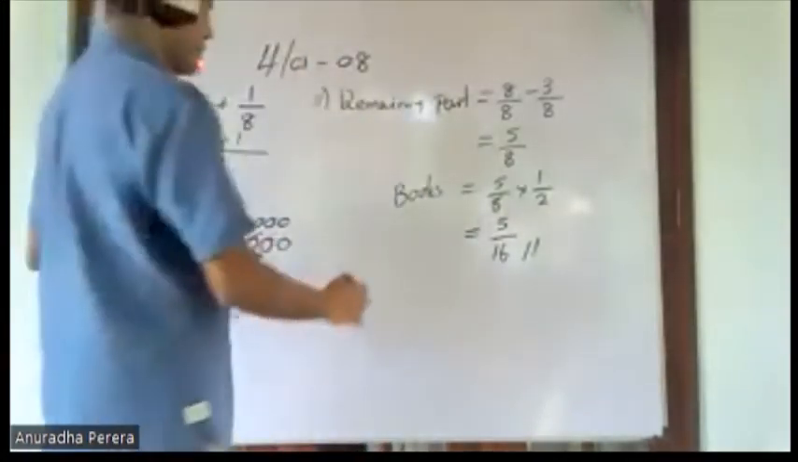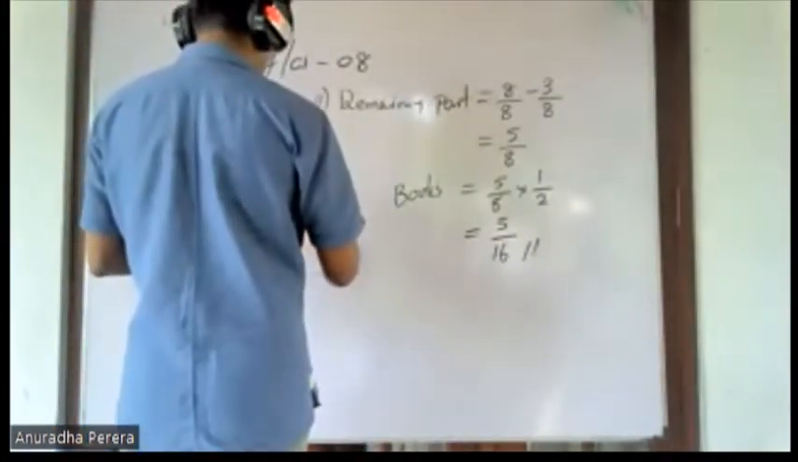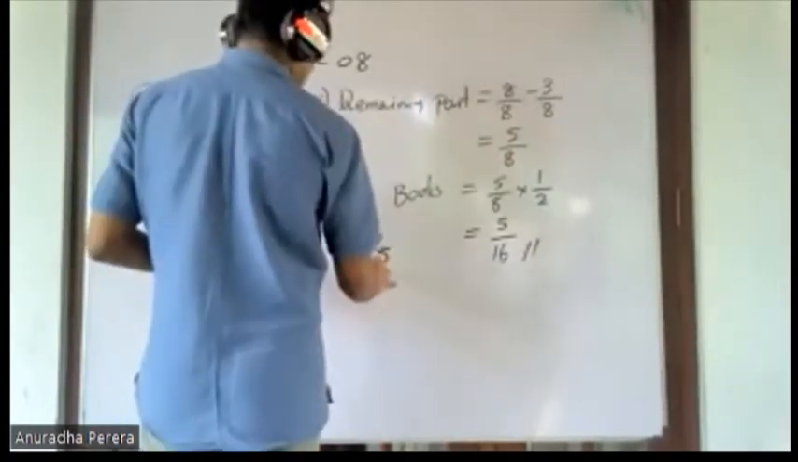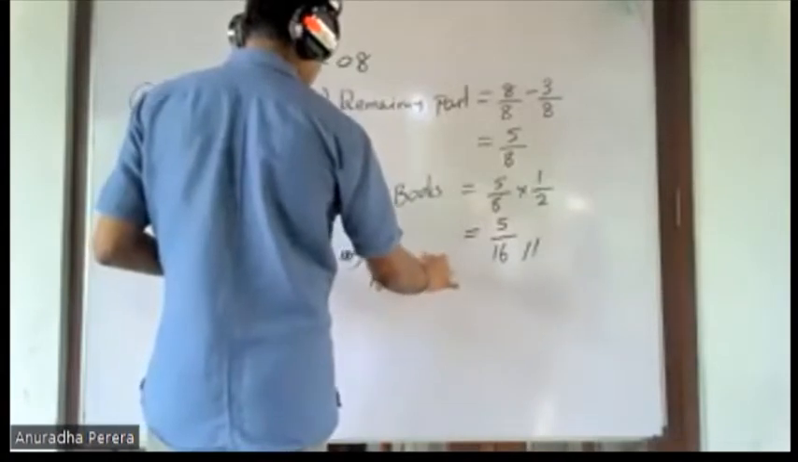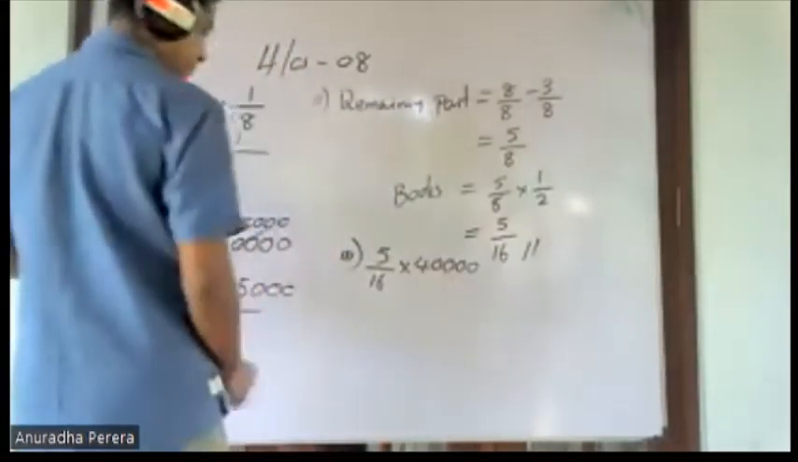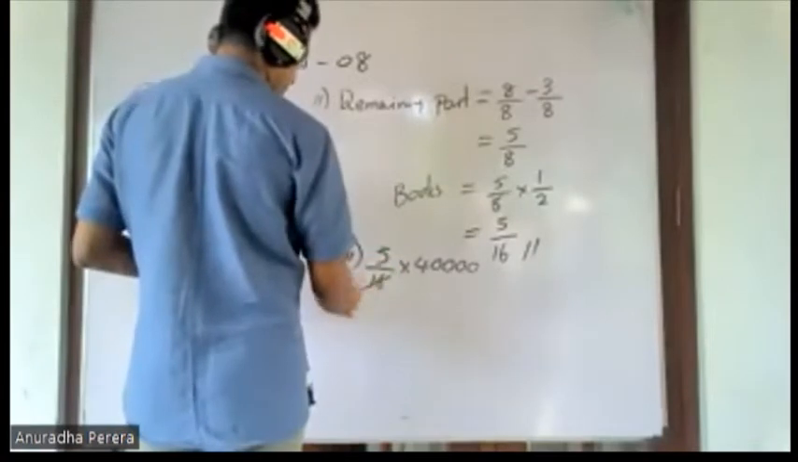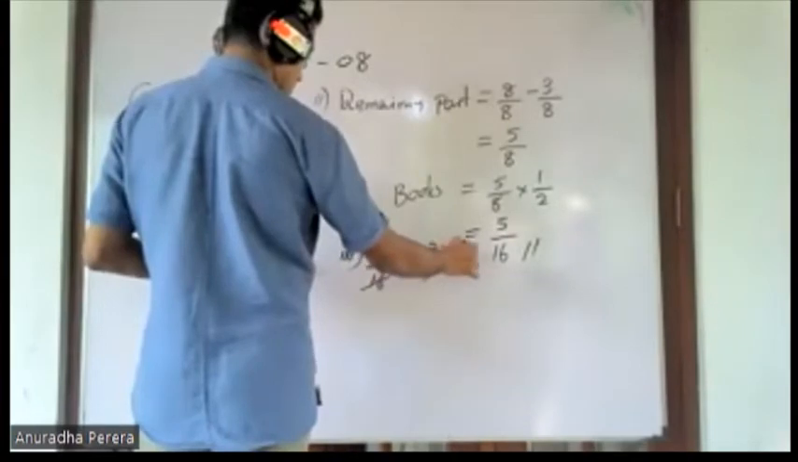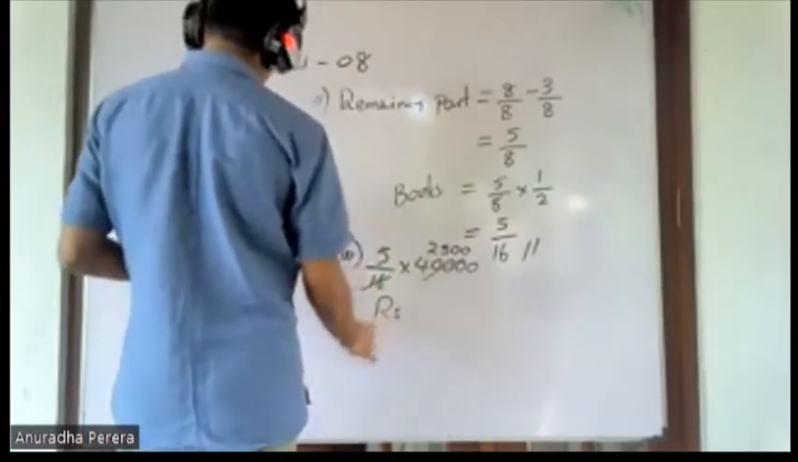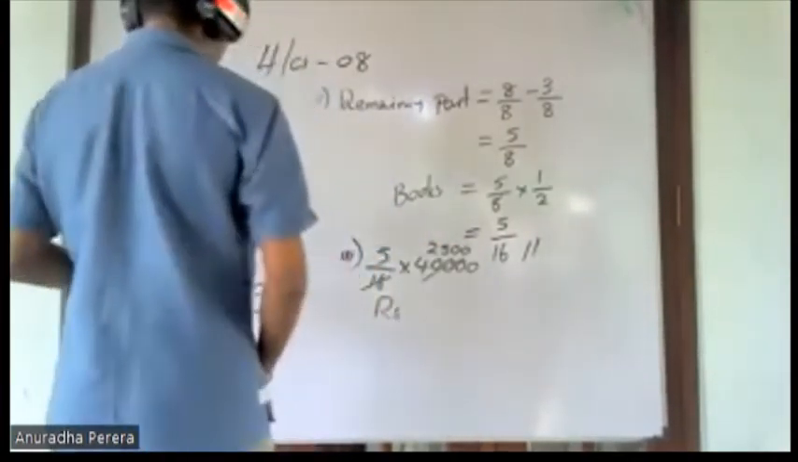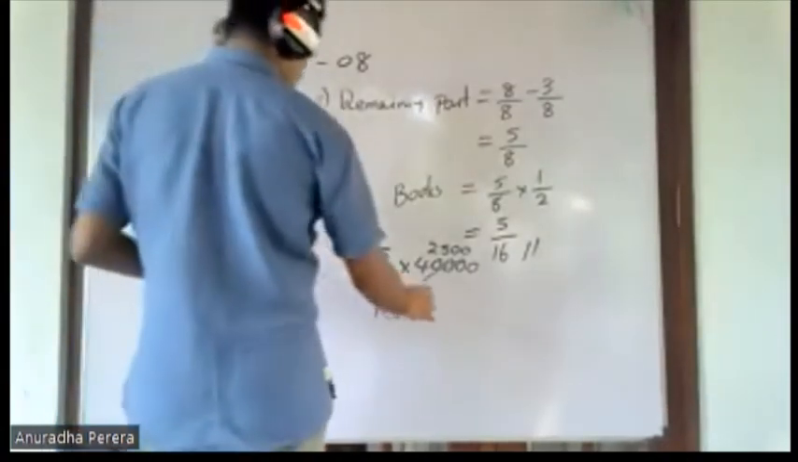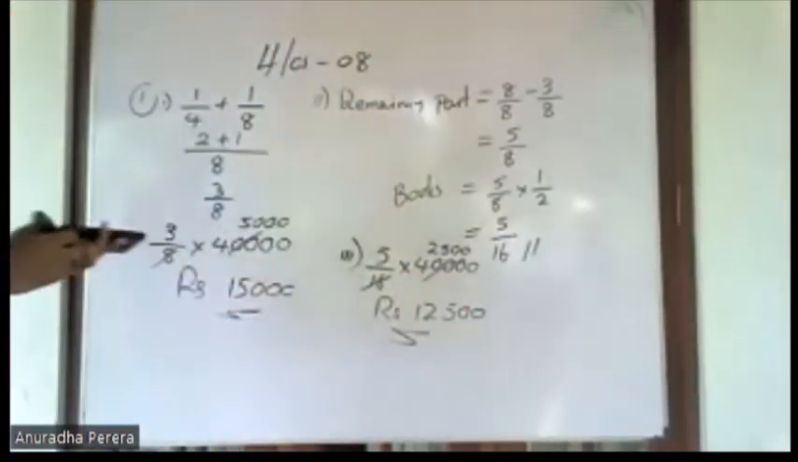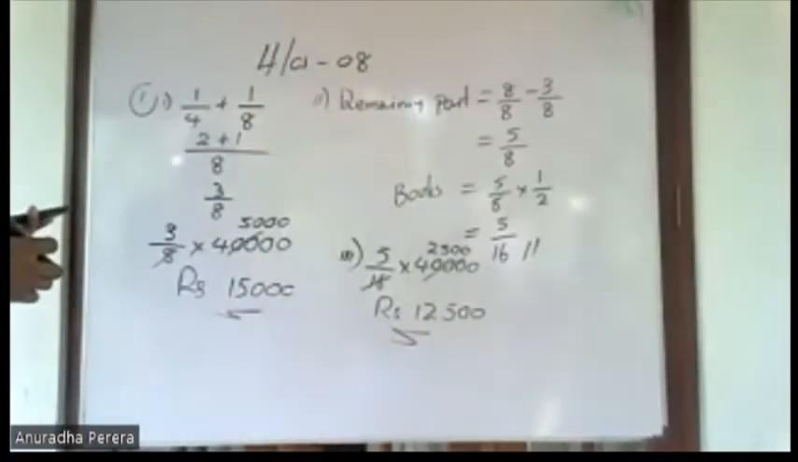On books, we need the amount. Total salary 40,000. 5/16 out of 40,000. Let's simplify. $12,500. Have you got it? Yes, sir. Right.